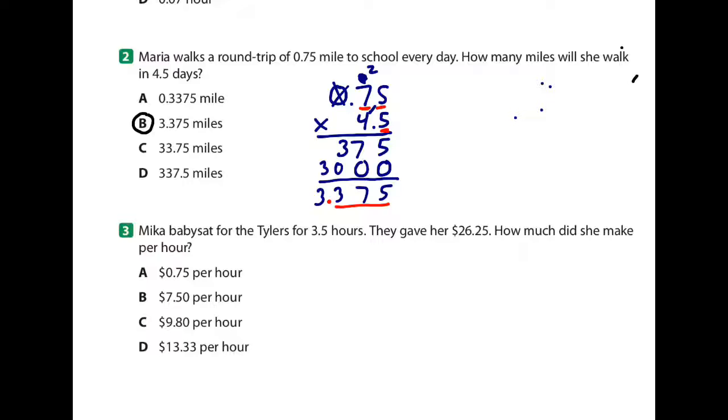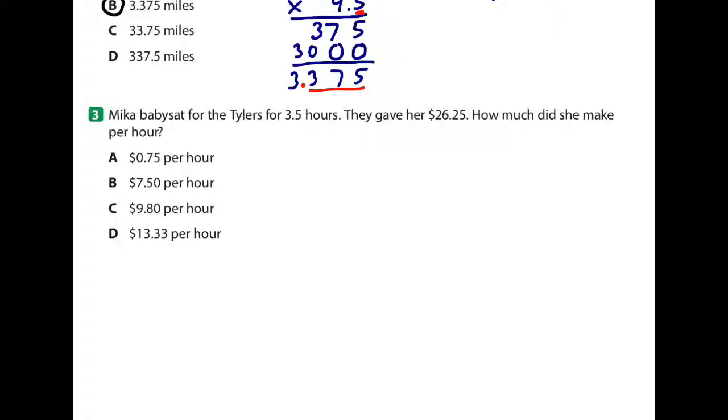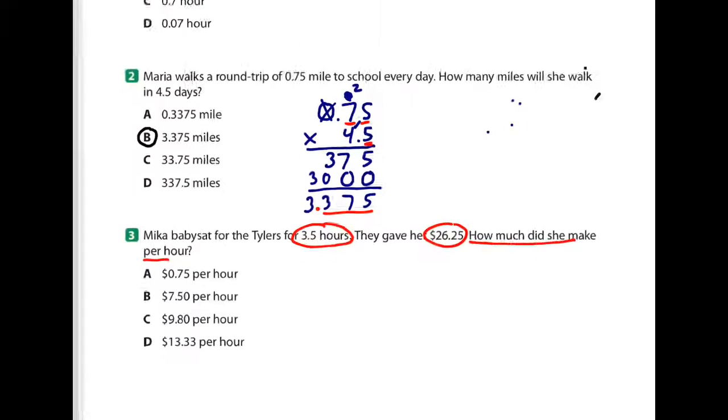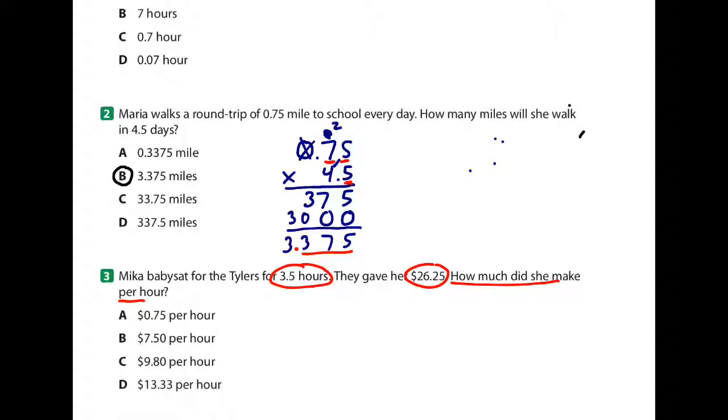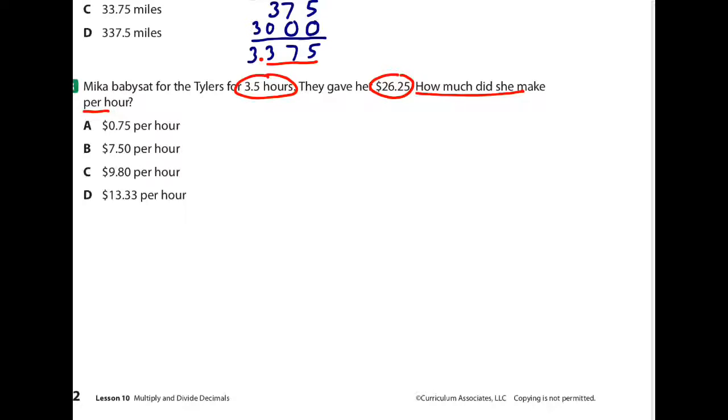Okay, let's go to number 3. So this one says, Mika babysat the Tylers for 3.5 hours, and they gave her $26.25. How much did she make per hour? Now this one's kind of the opposite of number 2. Remember in number 2, they told us how far she went in one day, and we had to multiply to get 4.5 days. Now in this one, they tell us how much she makes in 3.5 hours. And we have to figure out how much she made per hour.